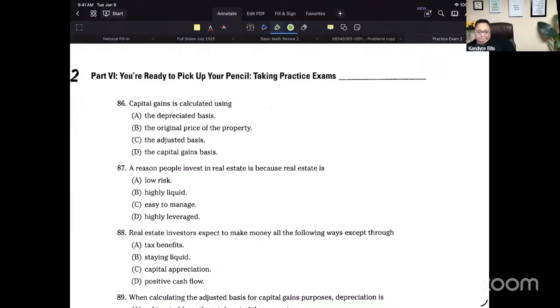Right. Okay. Number 86. Capital gains is calculated using, is it A, the depreciated basis? Yeah, I do too, Carla. I like it too. But then when somebody asks me if I can explain something, I know. I know. It's hard. I like questions. I do. It keeps it not on the same topic, keeps it from being too boring.